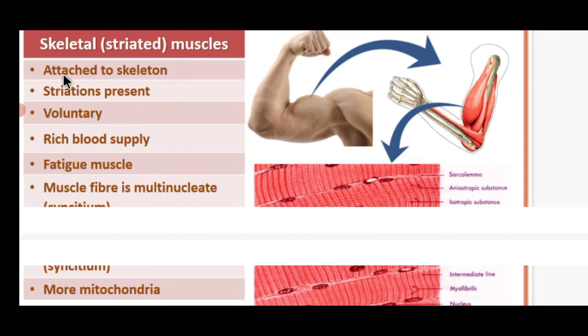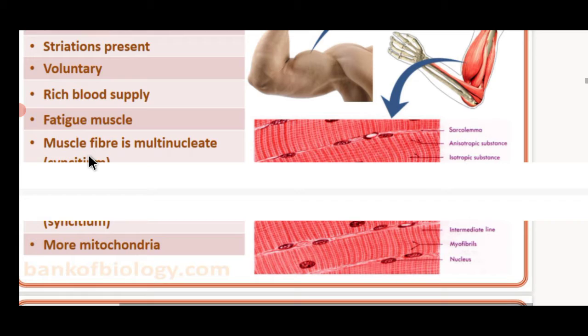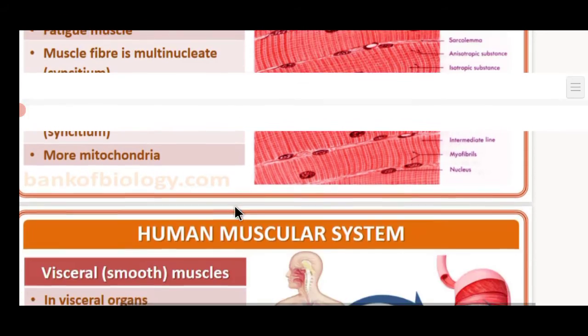So skeletal muscles remain attached to the skeleton. They have striations. They are voluntary, that means we can move them on our will. They have a rich blood supply. They are fatigue muscles, that means they get tired when we are working, and after some time we feel that we are now tired. And these muscle fibers are multinucleated. They have a lot of nuclei in them, and also they have more mitochondria as compared to other muscles.